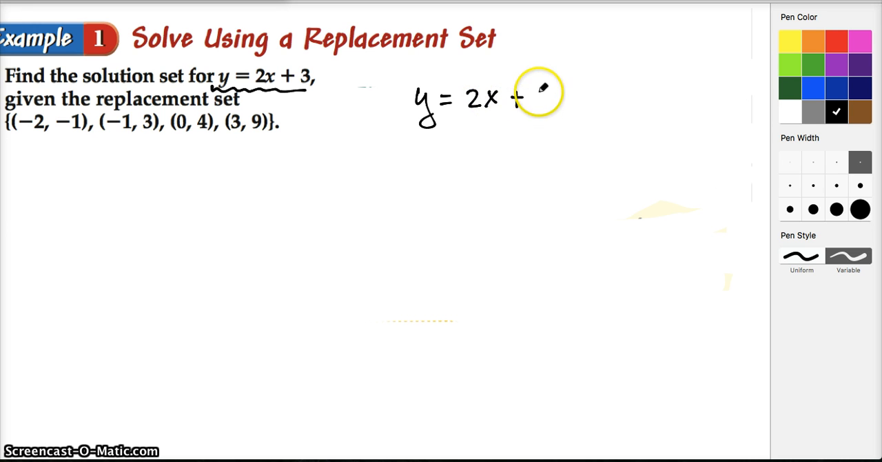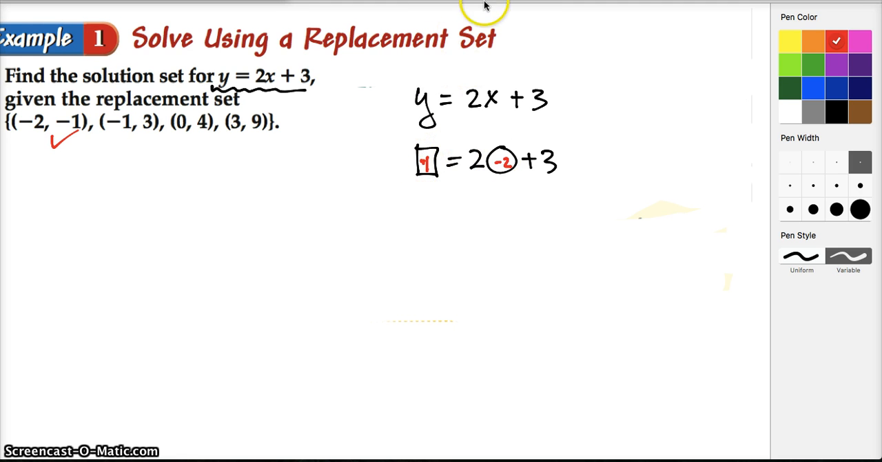So I've got 2x plus 3, and what I'll do is test to see if this will work by writing these two, leaving x and y blank, plugging it in, and seeing if it works. So let's check this first point, negative 2, negative 1. I put a negative 1 in for y, a negative 2 in for x. 2 times negative 2 is going to be a negative 4, plus 3 is going to be a negative 1. This one works.